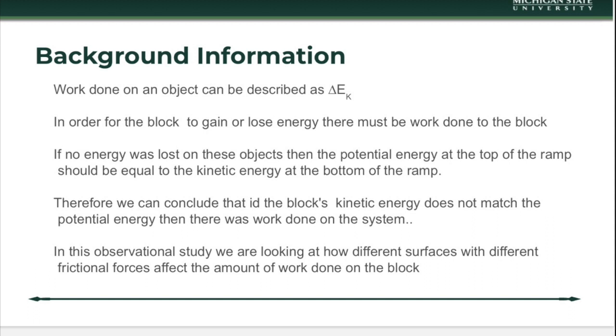Work done on an object can be described as the change of kinetic energy. In order for the block to gain or lose energy, there must be work done on the block. If no energy was lost, then the potential energy at the top of the ramp should be equal to the kinetic energy at the bottom of the ramp. Therefore, if the block's kinetic energy does not match the potential energy, there was work done on the system. In this observational study, we are looking at how different surfaces with different frictional forces affect the amount of work done on the block.